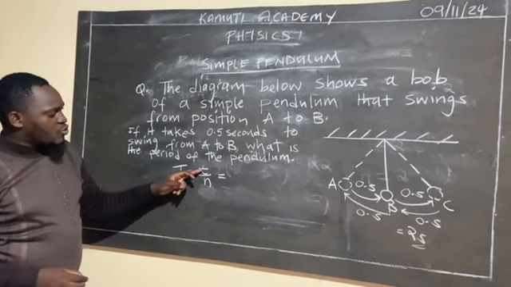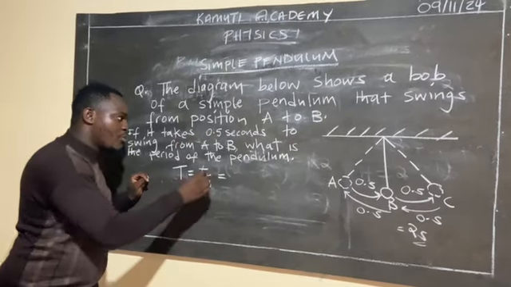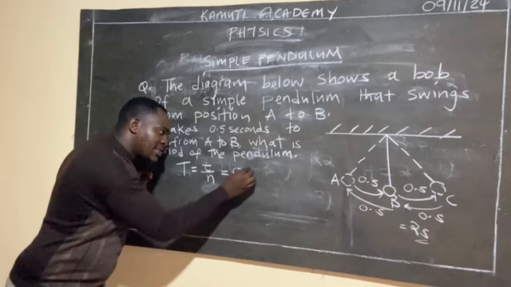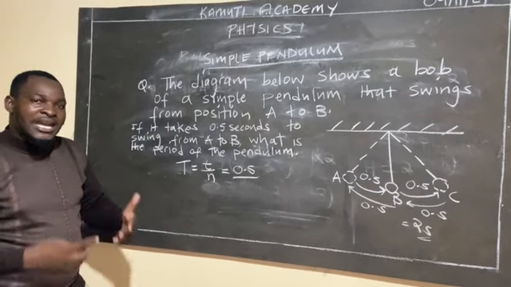So I'm going to proceed. T is equal to what is the time? Here we've been given 0.5 seconds. So we'll put 0.5 seconds where there is time. Then what of N? How many times has it moved?